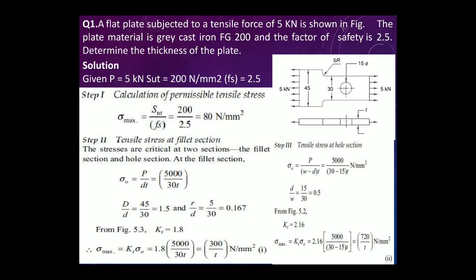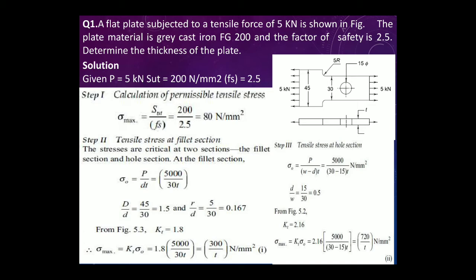So here is the first numerical: a flat plate subjected to a tensile force of 5 kilonewton is shown in figure. The plate material is grey cast iron Fg 200 and the factor of safety is 2.5. Determine the thickness of the plate.